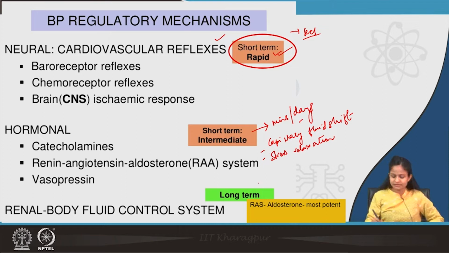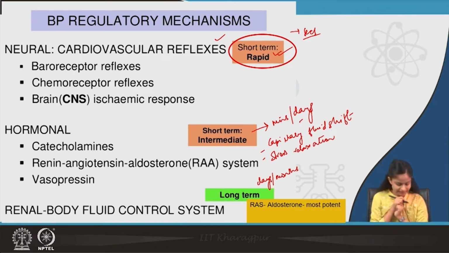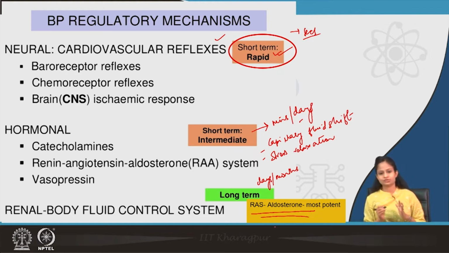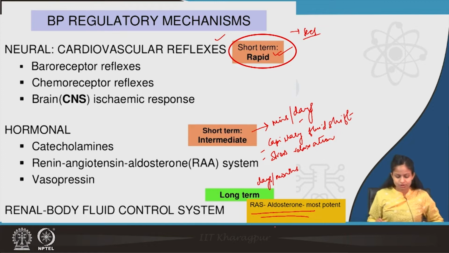The long term mechanisms means days and months. It requires days or months for the blood pressure to be brought back to normal, and that is usually done by the most important system, that is the renin, angiotensin, aldosterone system. But we are concerned here, since our topic is cardiac autonomic tone, mainly with the short term regulation of blood pressure. In short term regulation of blood pressure, we will be talking about the baroreceptor reflex, the chemoreceptor reflex mainly, and the last resort is the CNS or the ischemic response.